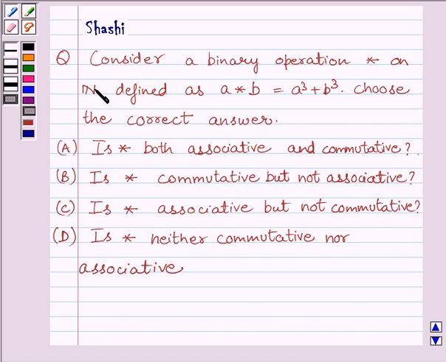Question is, consider a binary operation star on N, where N is the set of all natural numbers defined as a star b is equal to a cube plus b cube. Choose the correct answer. A, is star both associative and commutative? B, is star commutative but not associative? C, is star associative but not commutative? D, is star neither commutative nor associative?